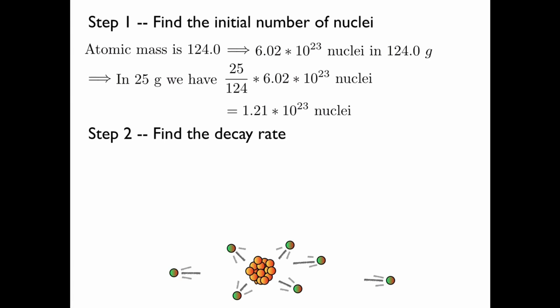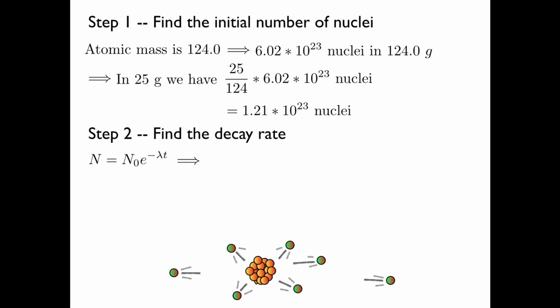Now let's find the decay rate. This is the expression which describes radioactive decay. It states that the number of nuclei at a time t is equal to the number there was initially times e to the minus lambda t, where lambda is the decay rate and t is the time. Now I'll go through how to derive the decay rate once you know the half-life.